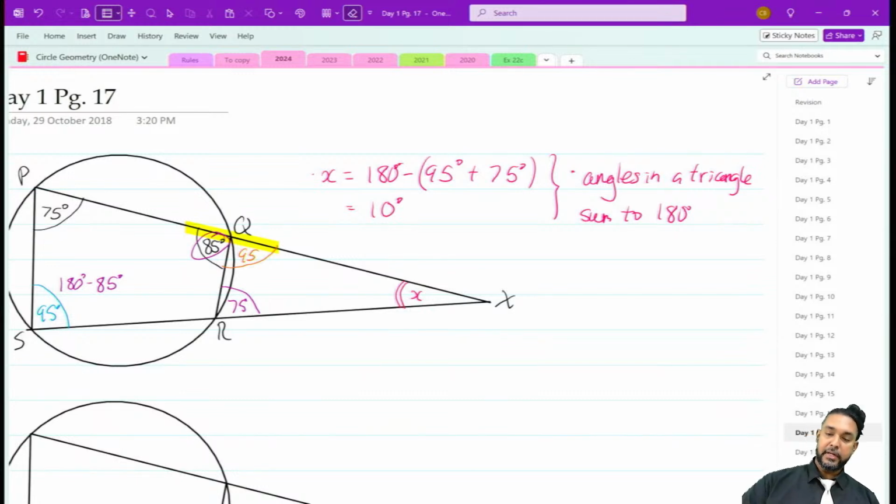Right? And then the 95, well, opposite angles of a cyclic quadrilateral are supplementary.